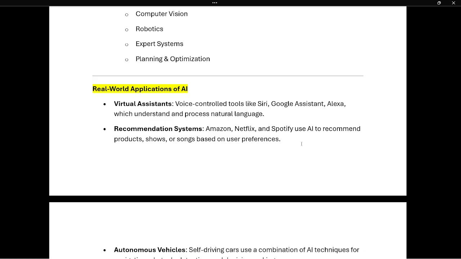Then we have the recommendation system. Amazon has it, Netflix has recommendations. If you are watching some types of pictures like horror or thriller, next time when you open Netflix, it will show similar recommendations. They use either content-based or other types also. So Amazon, Netflix, Spotify use AI to recommend products or songs based on the user preferences. Based on your history, it will recommend things to you.